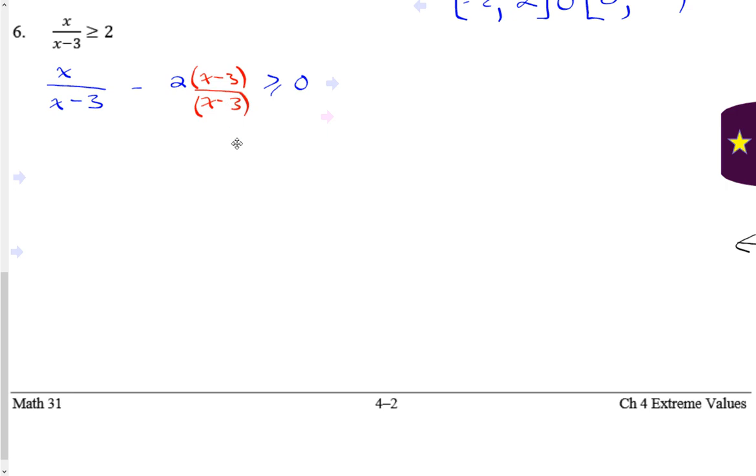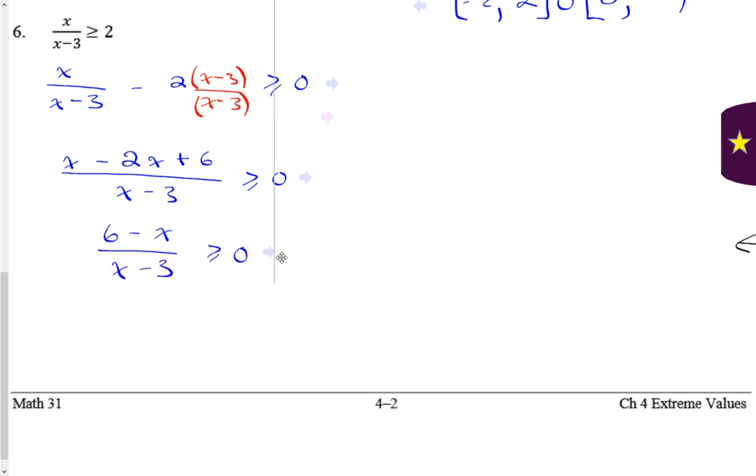Once we get that expanded, that will give me a -2 times x, which will be the -2x. This -2 times -3 is a +6. So be careful with that sign. That will be a +6 at the end. And then when we combine the x's together in the numerator, here's what we'll get. 6 minus x on the top and x minus 3 in the denominator.